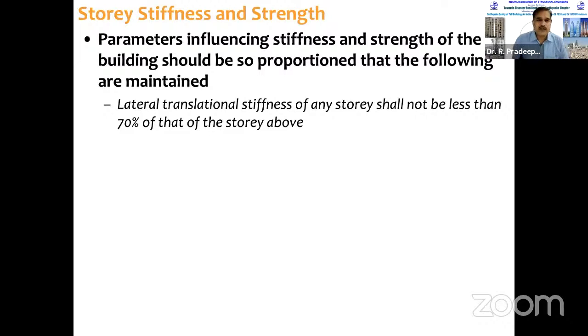Yeah, so this clause, story stiffness. In 1893, lower story stiffness should not be less than the upper floor stiffness. Whereas in 16, the tall building code, what the code allows is lateral translational stiffness of any story shall not be less than 70% of the story above. So some kind of relaxation is there. I don't know what will happen in the next revision. Maybe it will go in alignment with 1893 only.